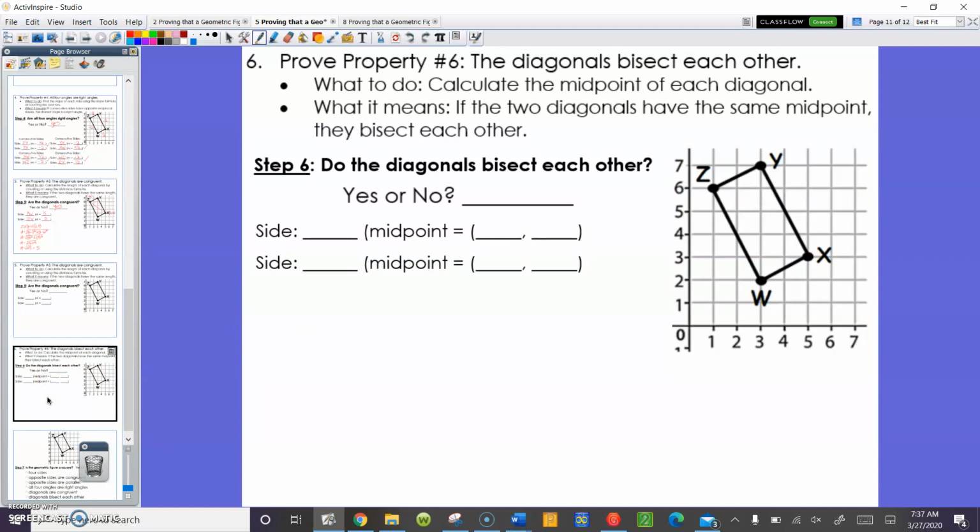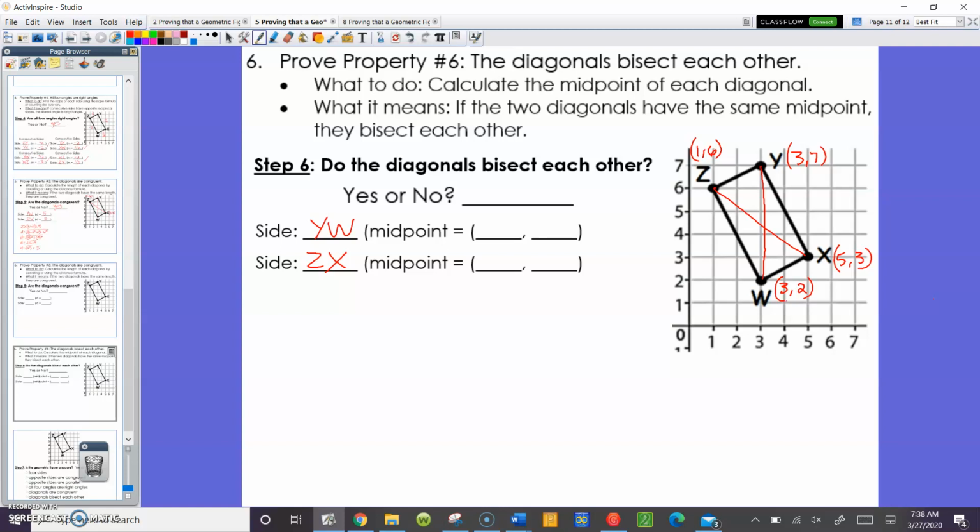So what we will need to do is calculate the midpoint of each diagonal. So let's just remind ourselves that our diagonals are YW and ZX. In those ordered pairs, I'll put those back really quickly. 3, 7, 5, 3, and 3, 2. So what we are going to do is use the partitioning line segments formula, and we'll use the fraction 1/2 because that is what you do when you're trying to find the midpoint.